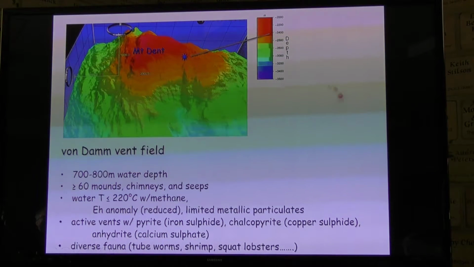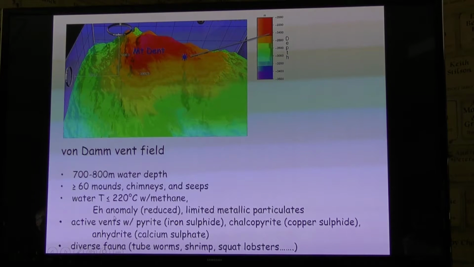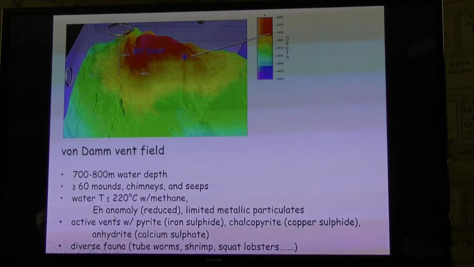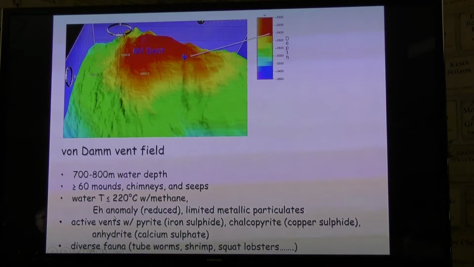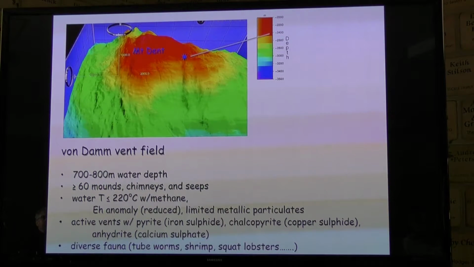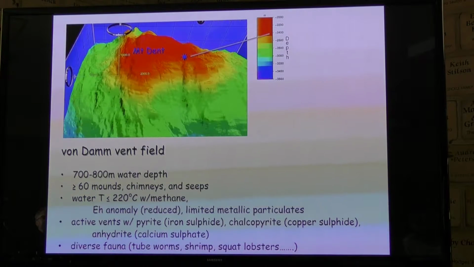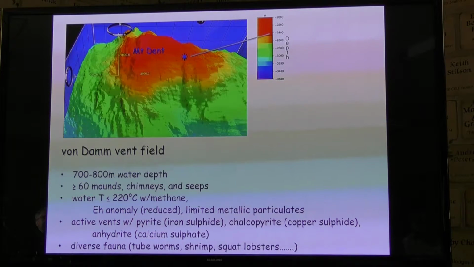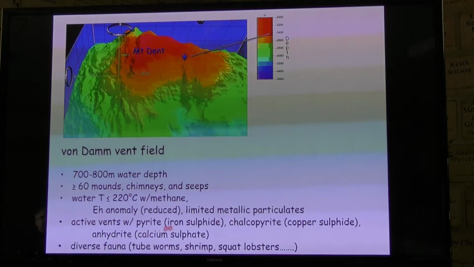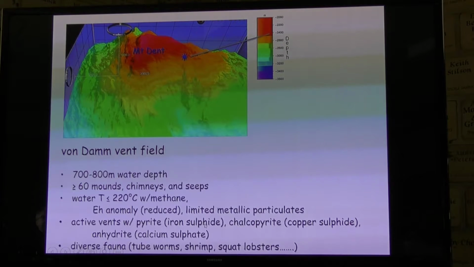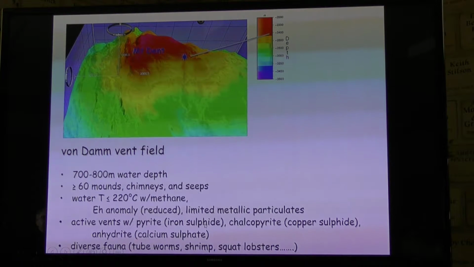This is the reduced versus oxidized state. An Eh, if it's positive or negative, means it's oxidized or reduced. And so the fauna are tube worms, shrimp, squat lobsters, and a variety of fish.